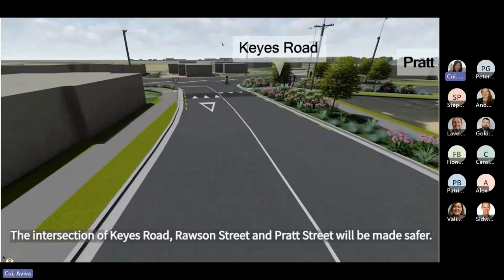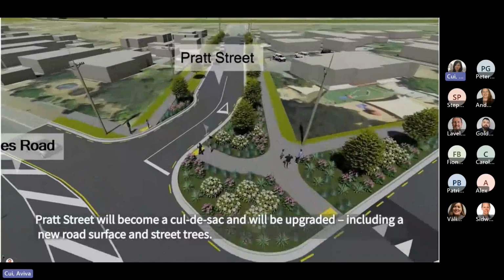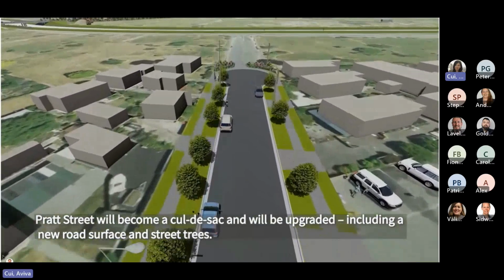The intersection of Keys Road, Rawson Street, and Pratt Street will be made safer. Pratt Street will become a cul-de-sac and will be upgraded, including a new road surface and street trees.